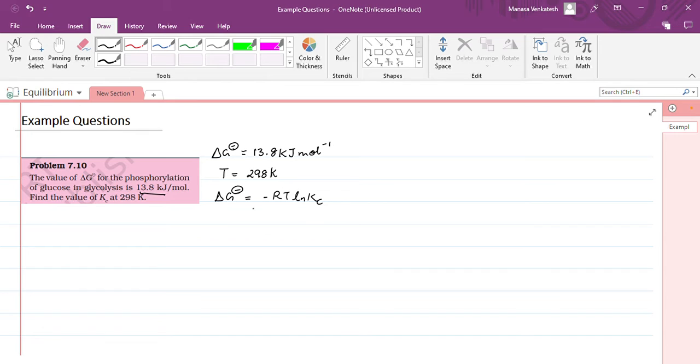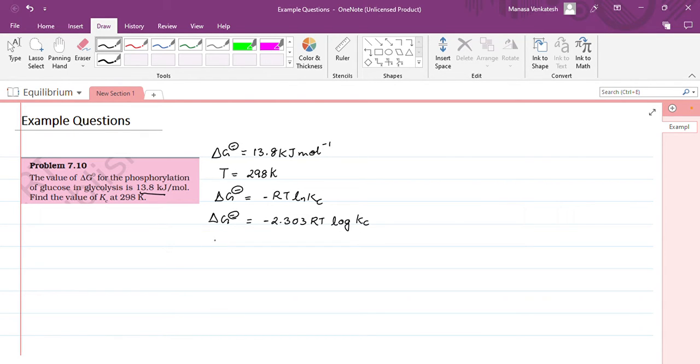So instead of using ln, we are going to convert it to a logarithm. So that will give us delta G minus equals minus 2.303 RT log Kc, because I felt like it's easier to get the anti-log instead of having to convert it to the Euler's number and then get the exponent from there. So we are using the logarithm instead.